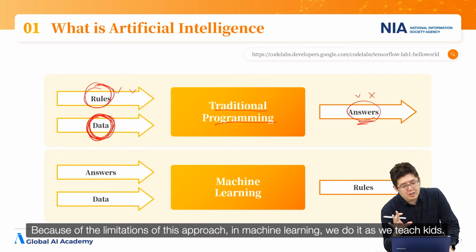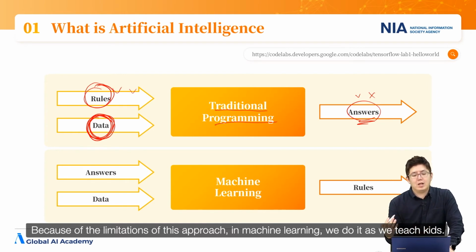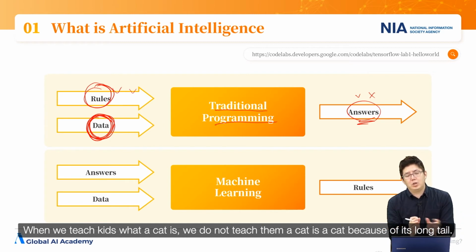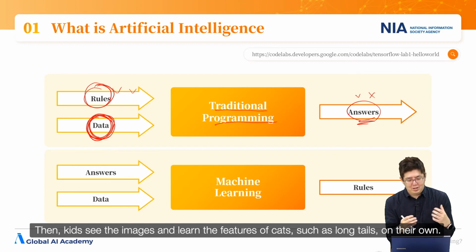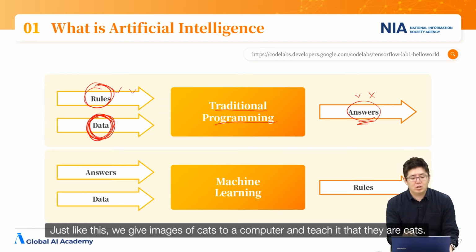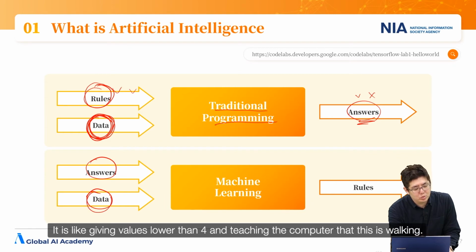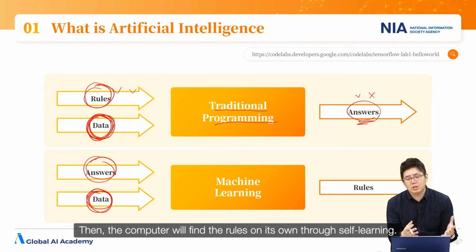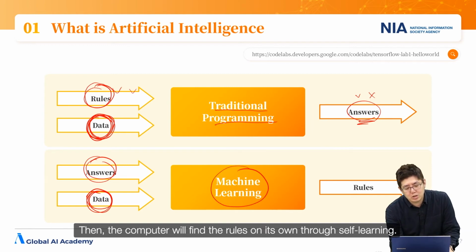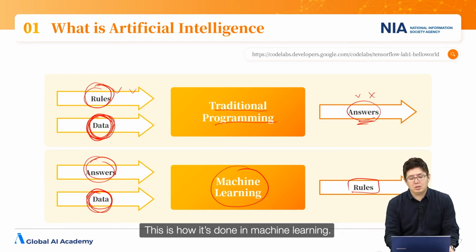Because of the limitations of this approach, in machine learning, we do it as we teach kids. When we teach kids what a cat is, we do not teach them a cat is a cat because of its long tail. We teach kids by showing them images of cats, right? Then, kids see the images and learn the features of cats, such as long tails, on their own. Just like this, we give images of cats to a computer and teach it that they are cats. It is like giving values lower than 4 and teaching the computer that this is walking. Put tons of data and give the computer correct answers every time. Then, the computer will find the rules on its own through self-learning. This is how it's done in machine learning.